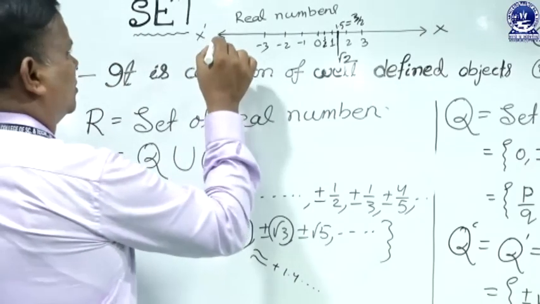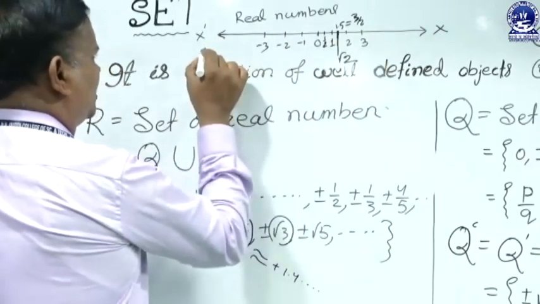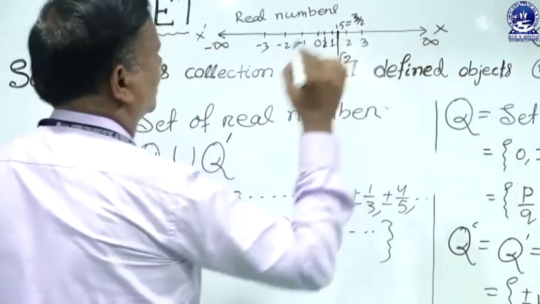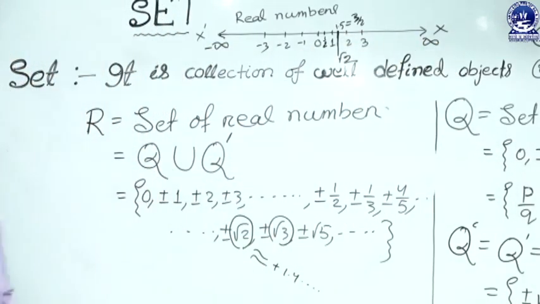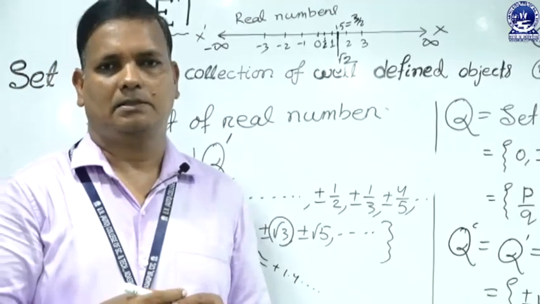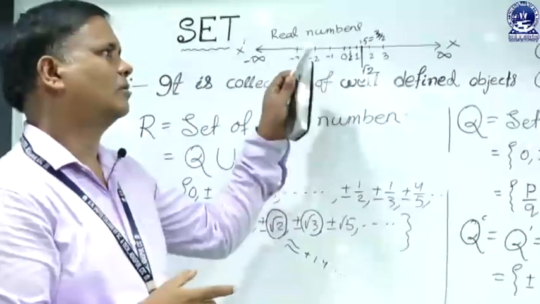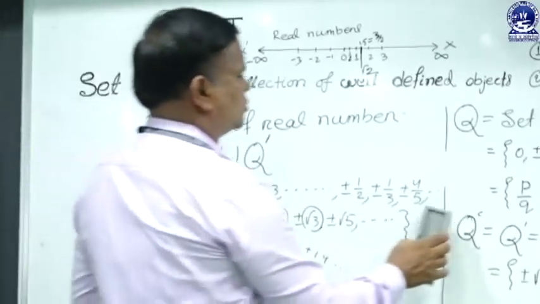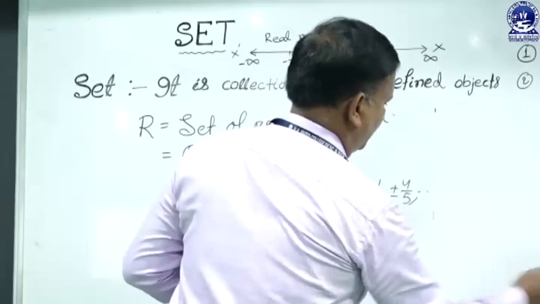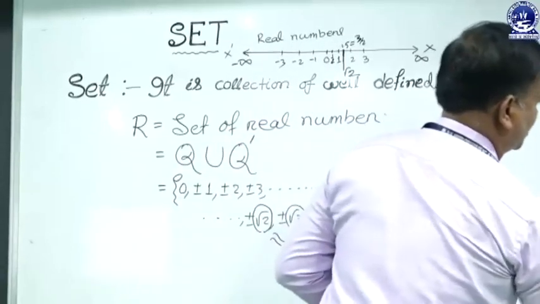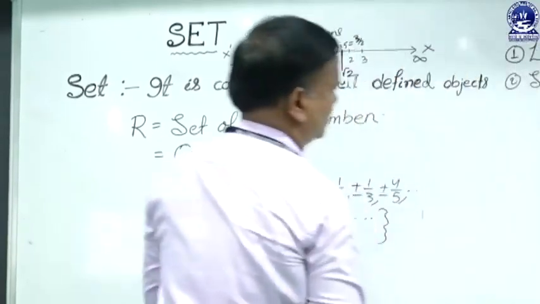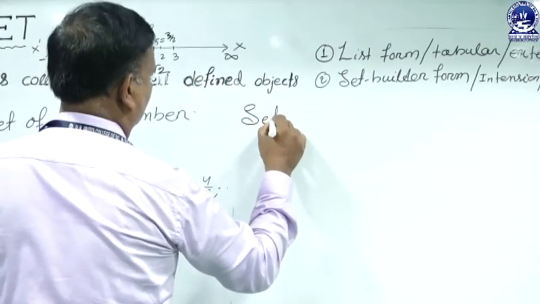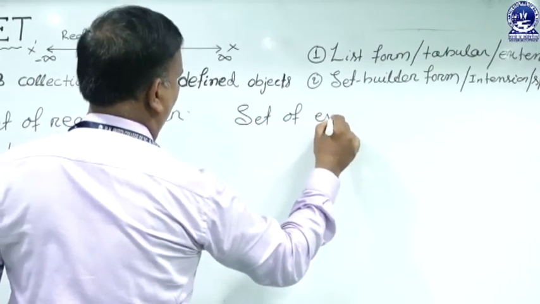That means the number line is represented from minus infinity to plus infinity. The set of real numbers is a line, so it is also called the number line. And there are so many sets. Next we discuss the set of even numbers.